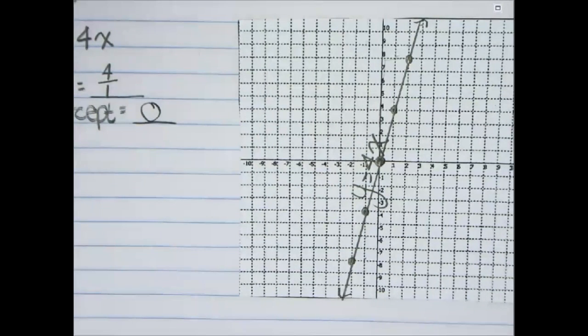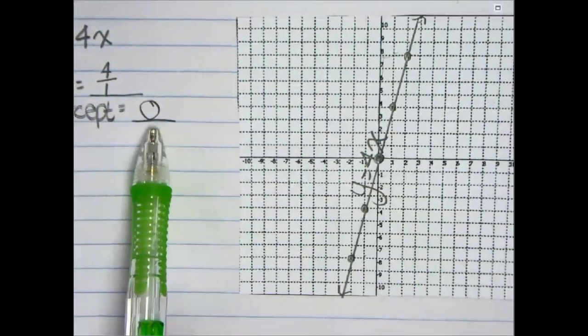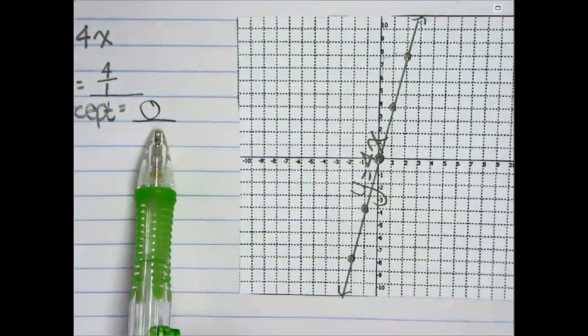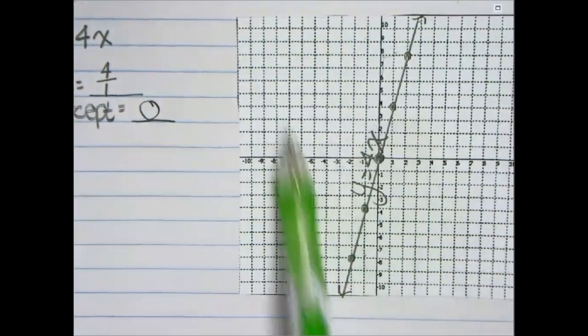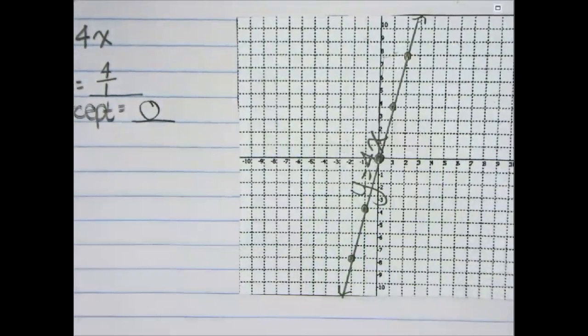So have I successfully graphed this line? Yes. Do I have a y-intercept of 0, 0? Yes. Okay, cool. And do I have a slope of 4 over 1? And are all of my points equivalent in the fact that they have the same slope? Yes. Simple, right? Not too bad. Let's do another one.